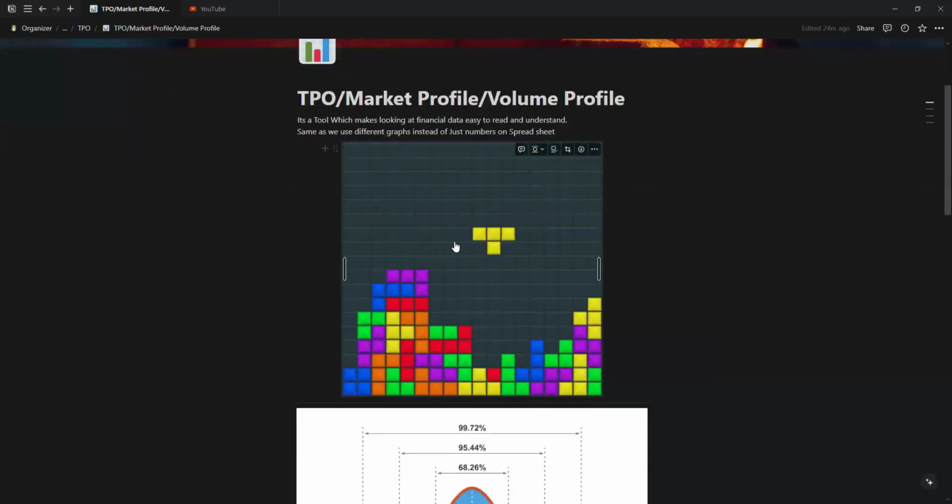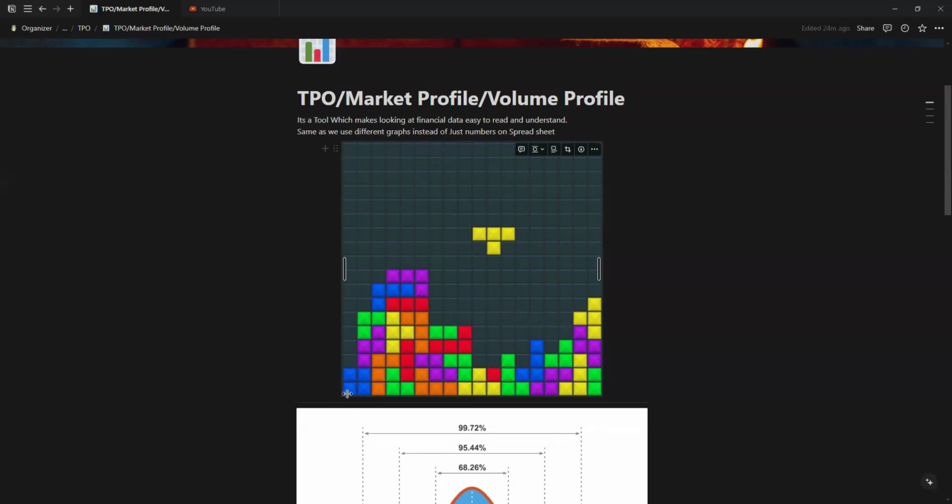Remember this game we used to play when we were kids? There are bricks which are falling, and we have to arrange them in a way that everything is balanced, like in a plane. It shouldn't reach the top by the end of the game. So TPOs work on the same idea. It's the same bricks, same things, they fall on each other.